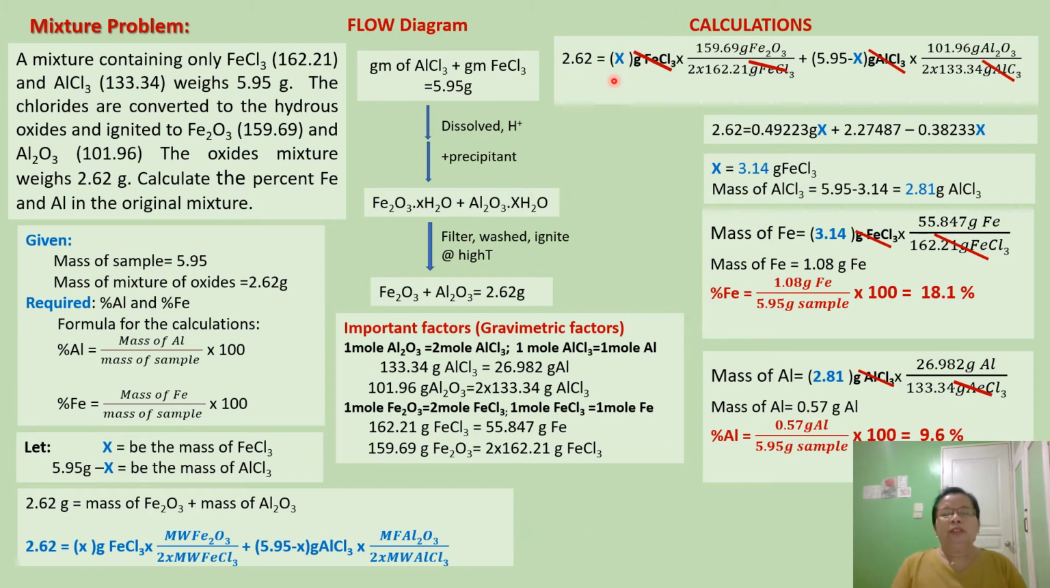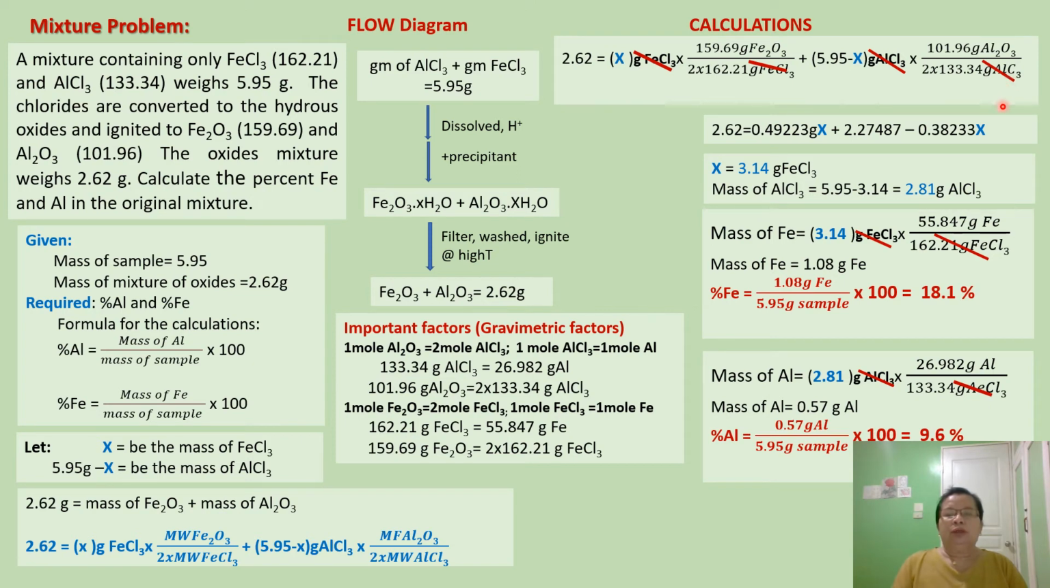Now substituting all the values, we have this. 2.62 is equal to X grams of ferric chloride times 159.69 grams of ferric oxide divided by 2 times 162.21 grams of ferric chloride, plus 5.95 minus X grams of aluminum chloride times 101.96 grams of aluminum oxide divided by 2 times 133.34 grams of aluminum chloride. So here, grams of ferric chloride and grams of ferric chloride cancel. Also here, grams of aluminum chloride and grams of aluminum chloride cancel.